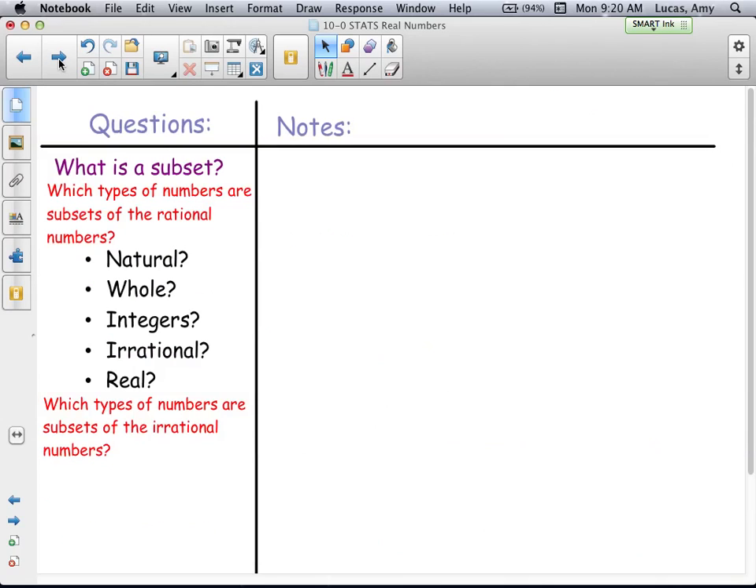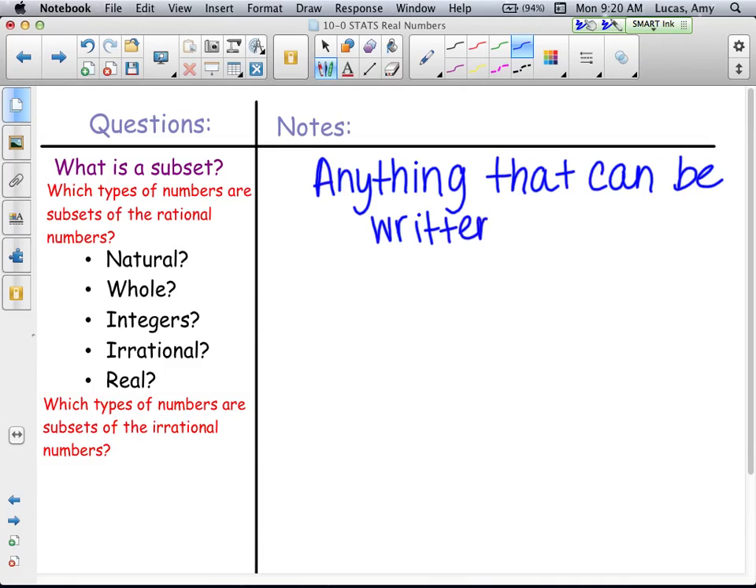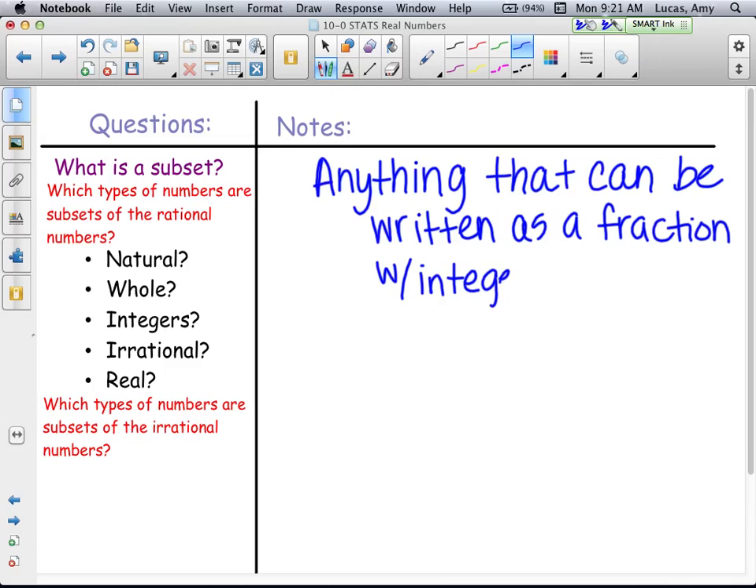Okay, so, before we get to that, what is a subset? Which types of numbers are subsets of the rational numbers? Which types of numbers are subsets of the irrational numbers? Well, subsets of the rational numbers. So rational, we said, was anything that you could write as a fraction with an integer in the numerator and denominator.